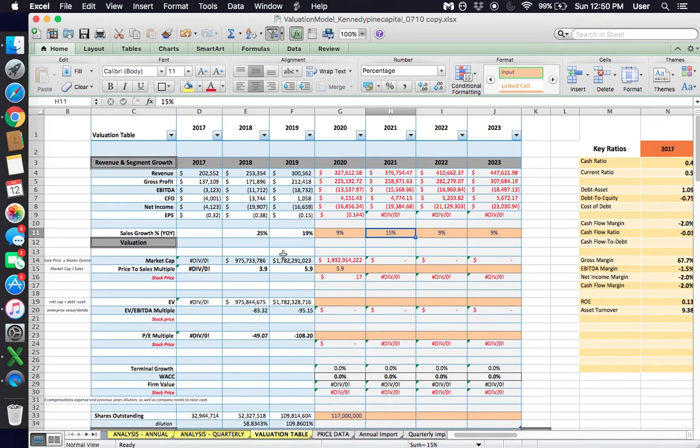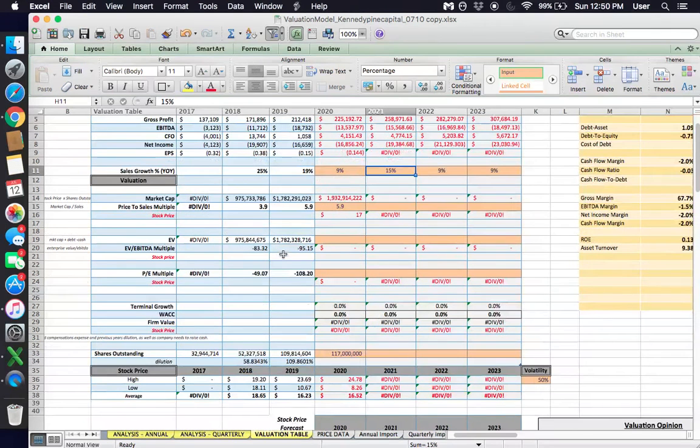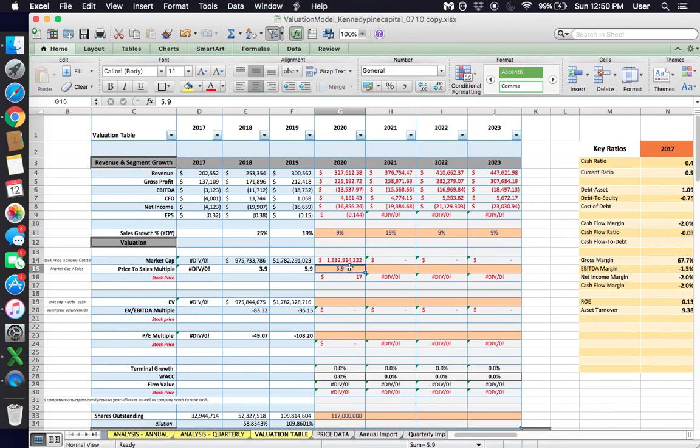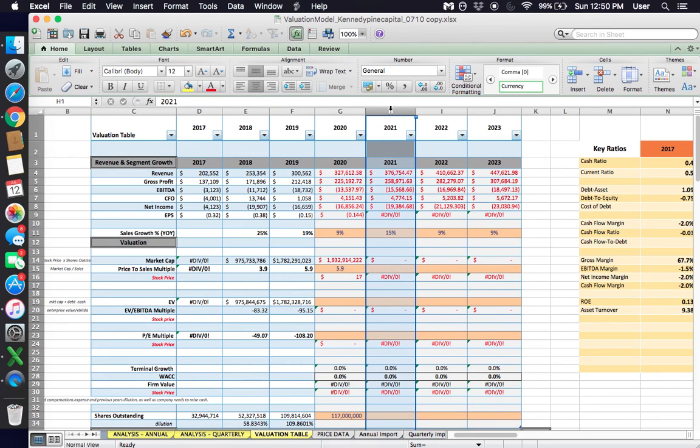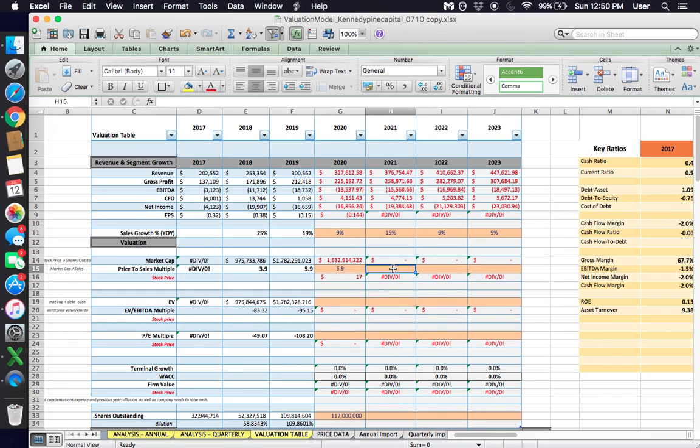Now, looking at this, we can now focus on our multiple, right? So for 2020, we said we would leave our multiple at 5.9, the same multiple as it was in 2019. So we're not changing that at all, right? And maybe in 2021, when the company starts to pick back up in growth a bit, maybe they'll get a multiple expansion somewhere in the range of 7.5, right?